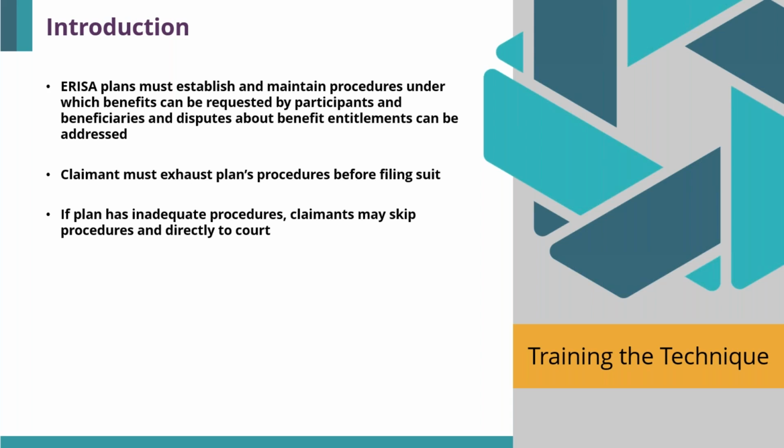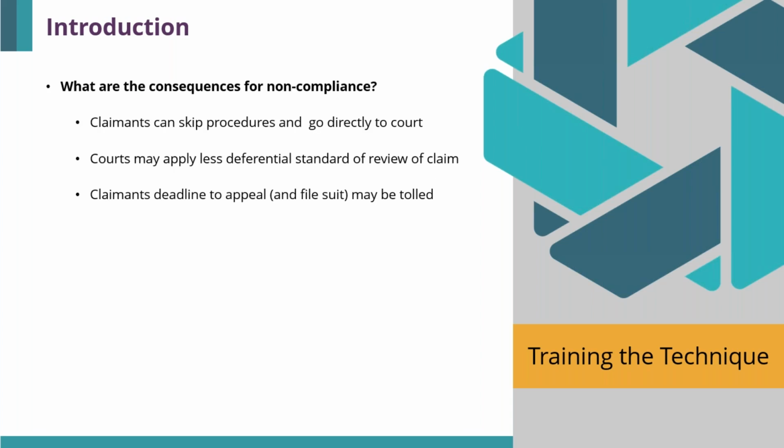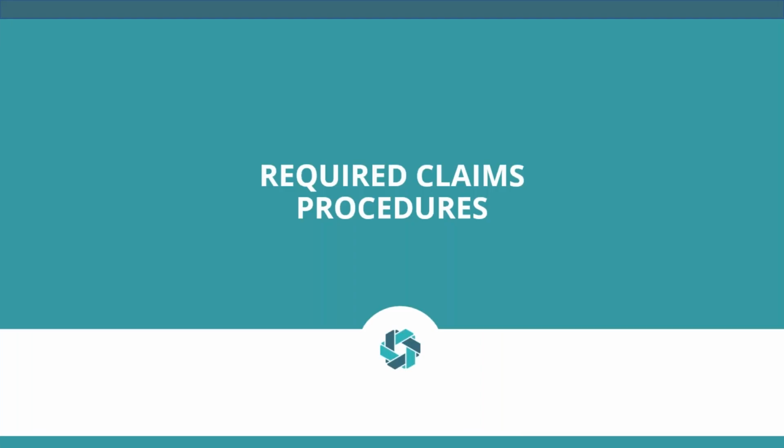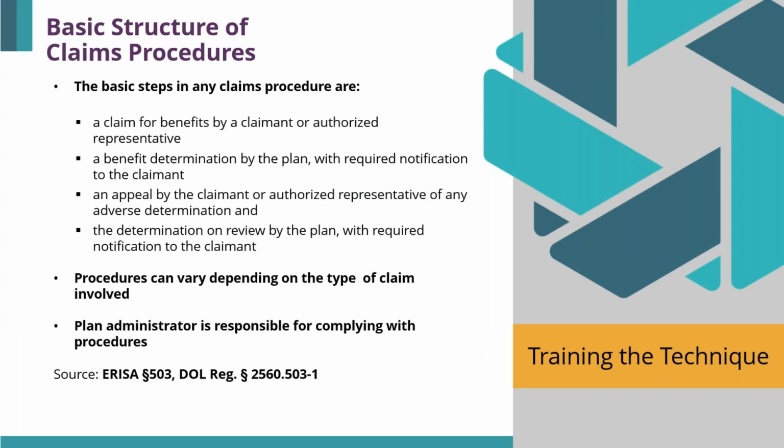Also, there are claims procedures. ERISA plans must establish and maintain procedures under which benefits are requested by plan participants. What if you don't follow the claims procedures, or the insurance company doesn't follow them? Claimants can skip the procedures and go directly to court. The basic steps for claim procedures are: claims for benefits by the claimant and authorized representatives, benefit determinations by the plan, appeal by the claimant and authorized representative, and the determination on review.